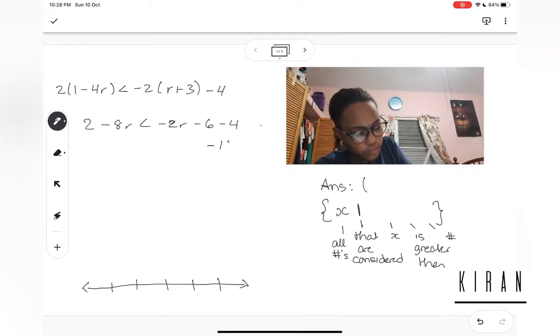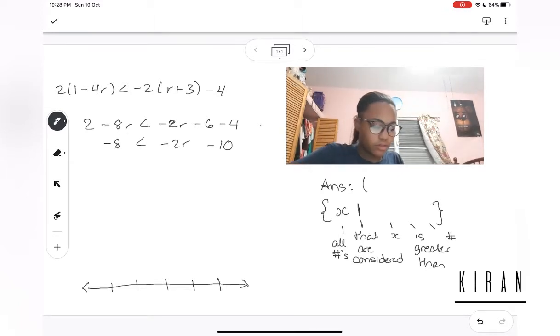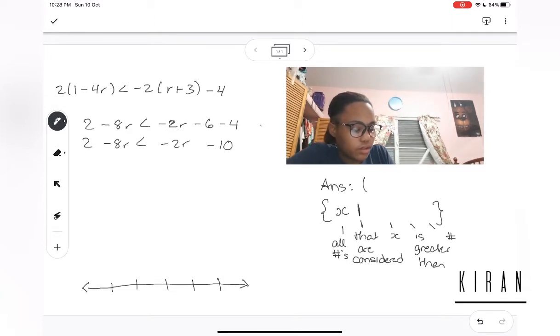-2r - 6 - 4. You're going to group your like terms, anything that you can, which will result in a -10 because of the -6 and the -4.